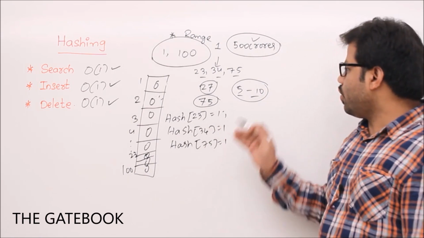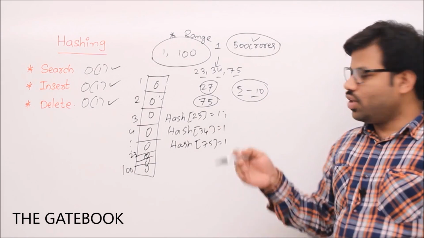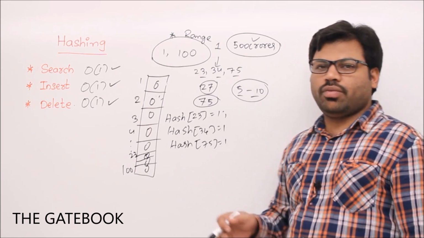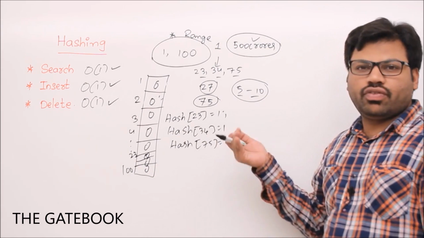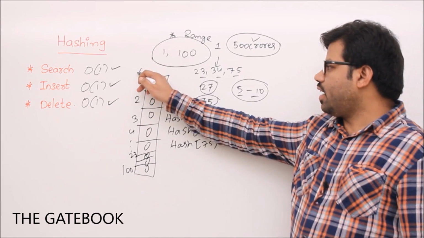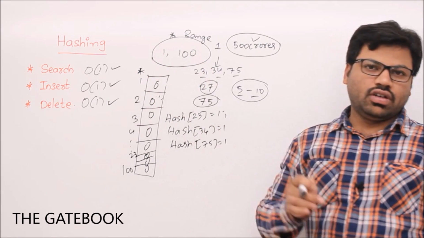And one more thing, are you using it? No, you are not using it. You have only 5 to 10 integers to be stored. So that's a problem. Range is very high, but we have only a few numbers to insert. That's a problem with direct addressing. So it won't work. What to do then?